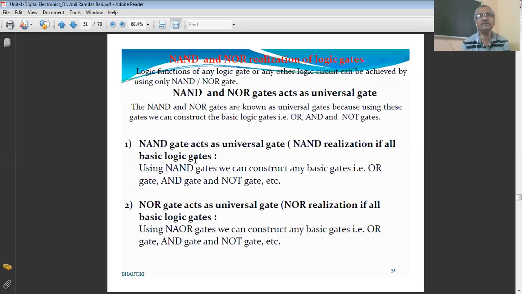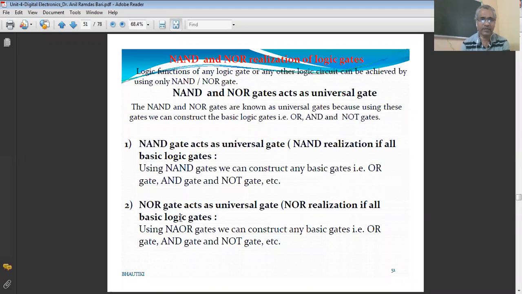So NAND gates act as universal gates. That is, NAND gate is used to build all types of basic logic gates. Why NAND gate is called the universal building block? Because using the NAND gate we can construct any basic gate, that is OR gate, AND gate and NOT gate. Therefore it is called as the universal gate.